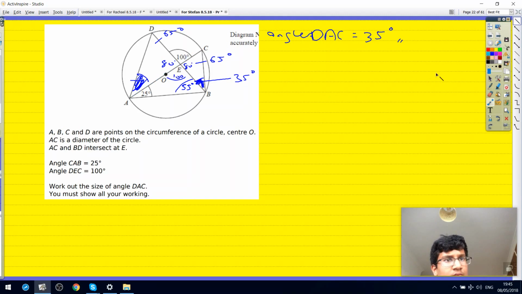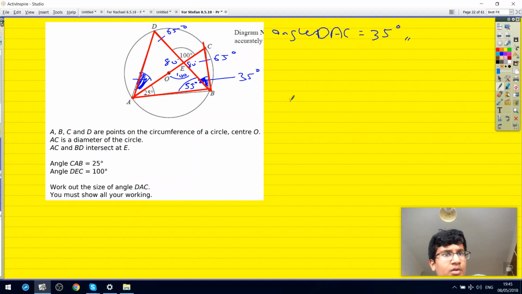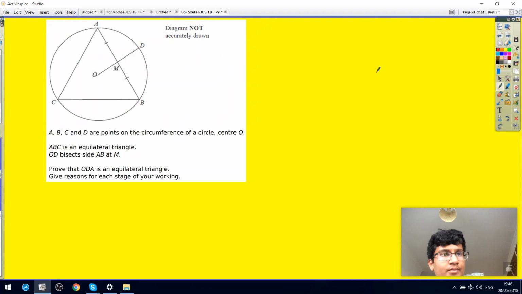So it's because they are both sitting on the same chord. The important bit is the chord AB. Because they both have that side in common, their angles match up. Their angles are corresponding. So that angle there is the same as that, and this 65 here is the same as this 65 here. And you're right, it would be an enlargement. Similar triangles, basically.